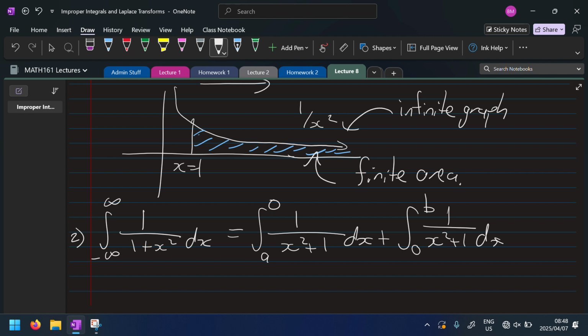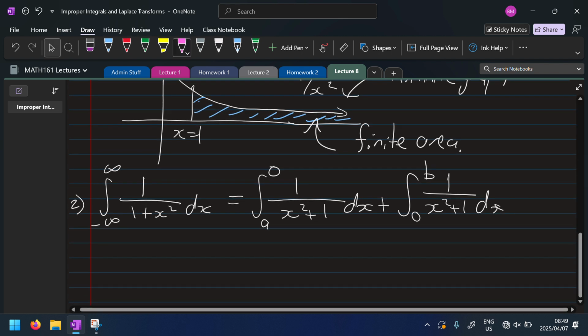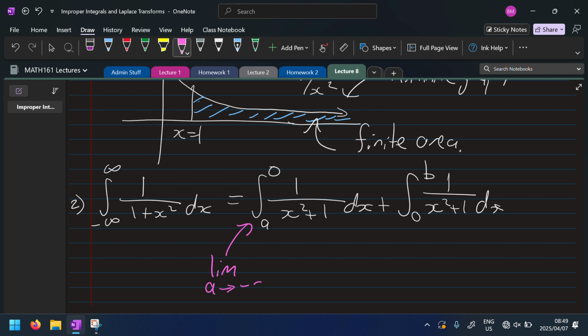So instead of going from minus infinity to infinity, we're going to go from a to 0, like a halfway point, and then the second part will be from 0 to b. If we put those two together, we'd go from a to b. Now, what we want is this a to go to minus infinity. So for this bottom part, we have the limit as a goes to minus infinity. And completely separate from that, for the other problem, we have b going to infinity. So this one problem from minus infinity to infinity, we split into two problems with two limits.